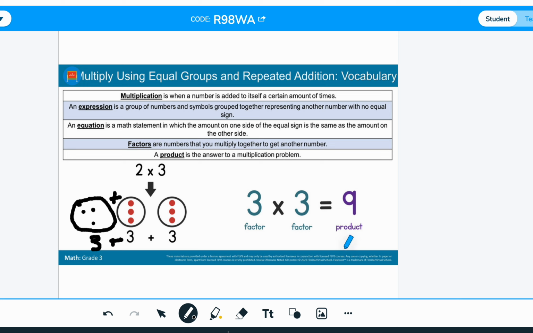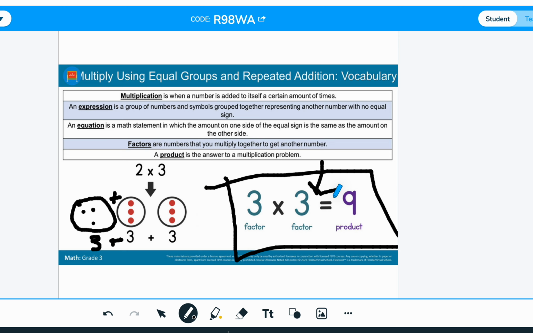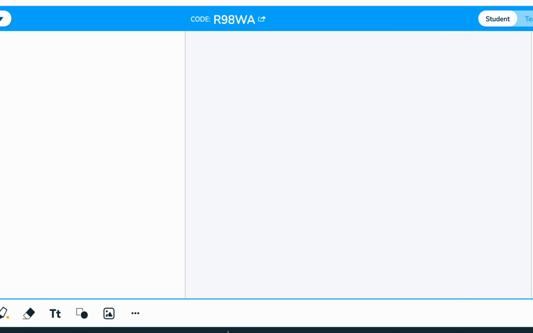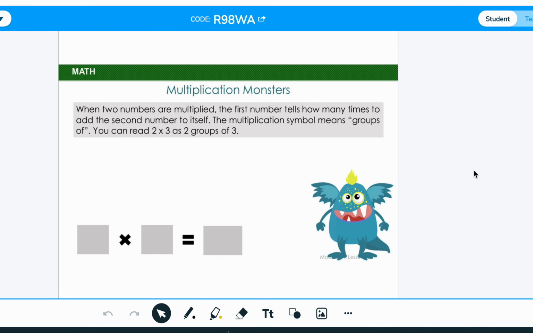So that makes sense. An equation is a math statement, which means that there's an equal sign right here. This is an expression. There's no equal sign. This is also an expression. There's no equal sign. This is what we call an equation because there's an equal sign. So let's go ahead and try this with some numbers.